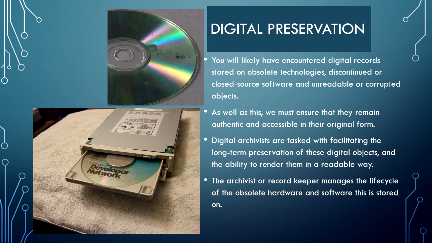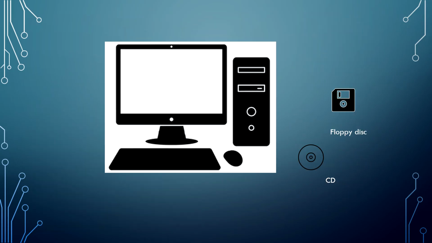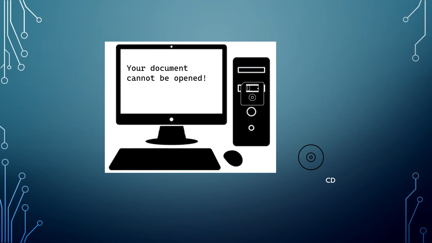This is time-consuming, expensive, and relies on future record keepers understanding the obsolete software and hardware. Floppy disks, for example, are often unreadable as their readers go out of production. Increasingly, CDs are also at risk of becoming obsolete, as the lack of a CD drive in modern hardware becomes an increasingly common problem. If it can't be accessed, we risk losing this information altogether.